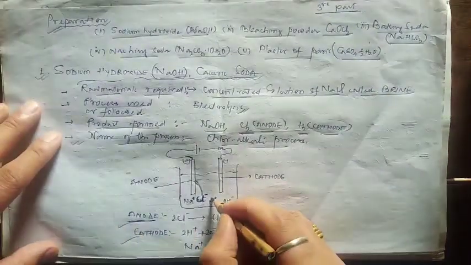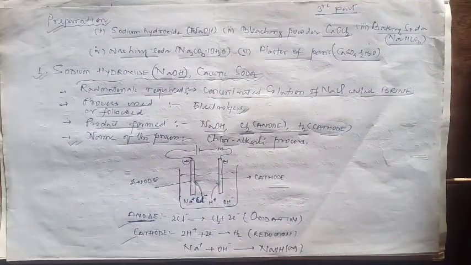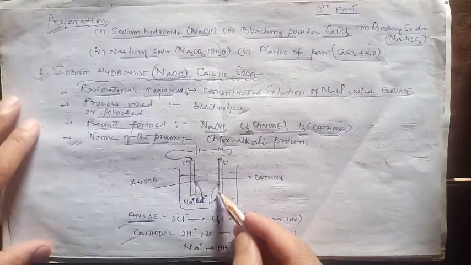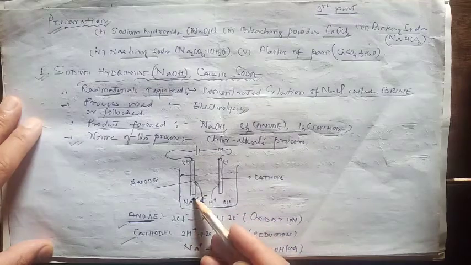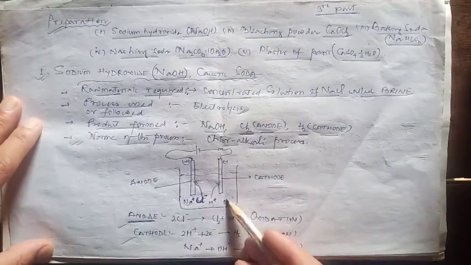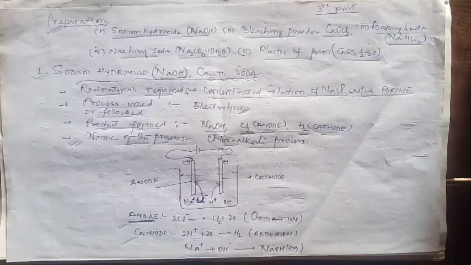And the hydrogen ions will move towards the negative electrode to reduce themselves to give us hydrogen gas. So hydrogen gas will be collected near the cathode and chlorine gas will be collected near the anode. What's left with us at the bottom is sodium ions and hydroxide ions. They two combine to give us sodium hydroxide. So that's how sodium hydroxide is prepared, students.